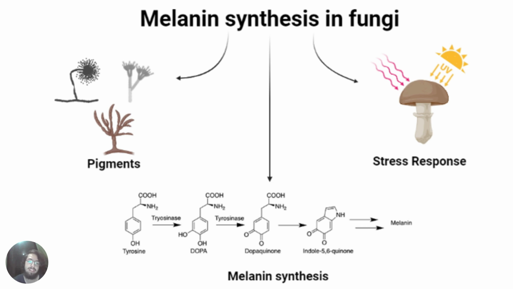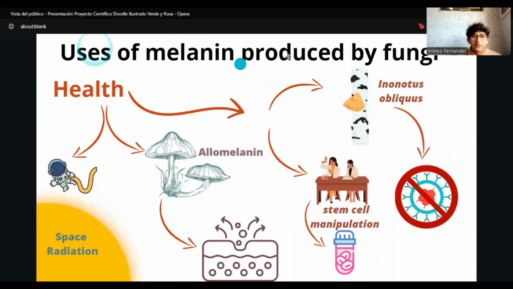In addition, it has also been shown that melanin may play a role in protecting against oxidative stress and in adaptation to different environmental conditions. Now, uses of melanin produced by fungi.